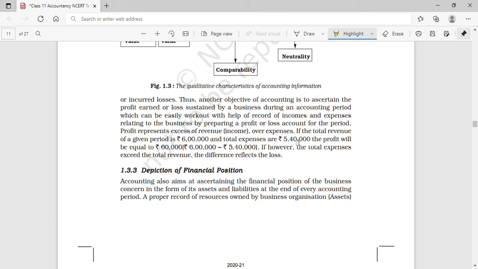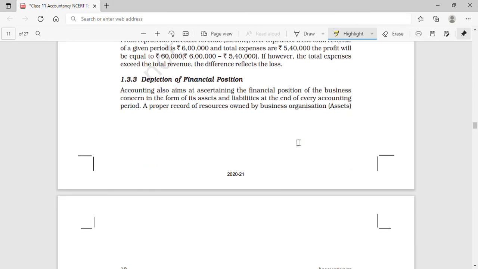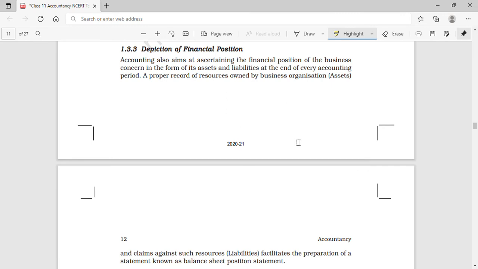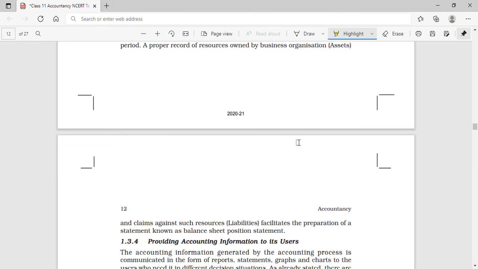Next is the financial position. What is a financial position? It's basically what? The financial position of the business is for your assets and liabilities, which is your balance sheet. The company's financial position, guys, remember, it is your balance sheet. That is the one which will depict your assets and liabilities. A proper record of resources owned by the organization, which is your assets, and claims which have to be given is called the liabilities. Claims are what? What you have to pay.